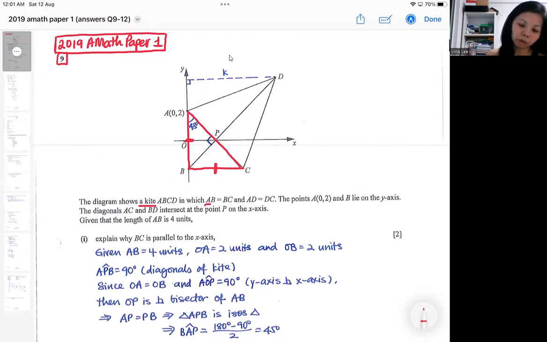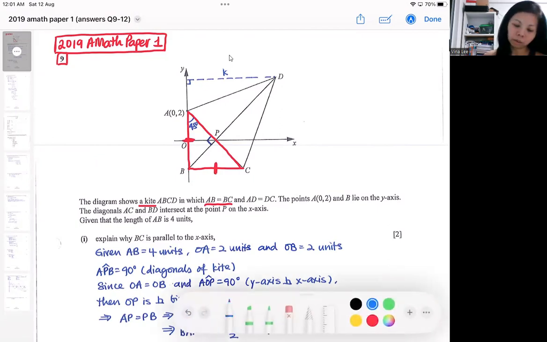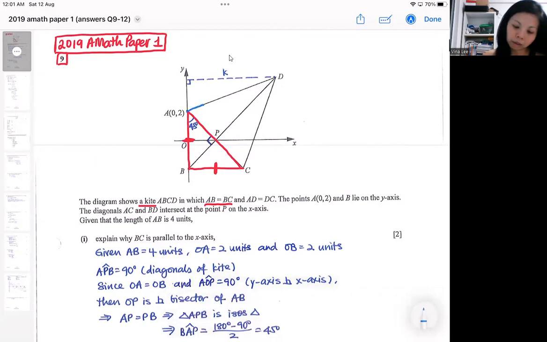So in this question, they also tell you that this and this are equal, and they also tell you the other one, AD is equal to DC. So you should be able to see that a kite is made out of two isosceles triangles. They are different sizes, but they are isosceles triangles. And then the diagonals will cut at 90 degrees. So that's one of the properties of a kite.